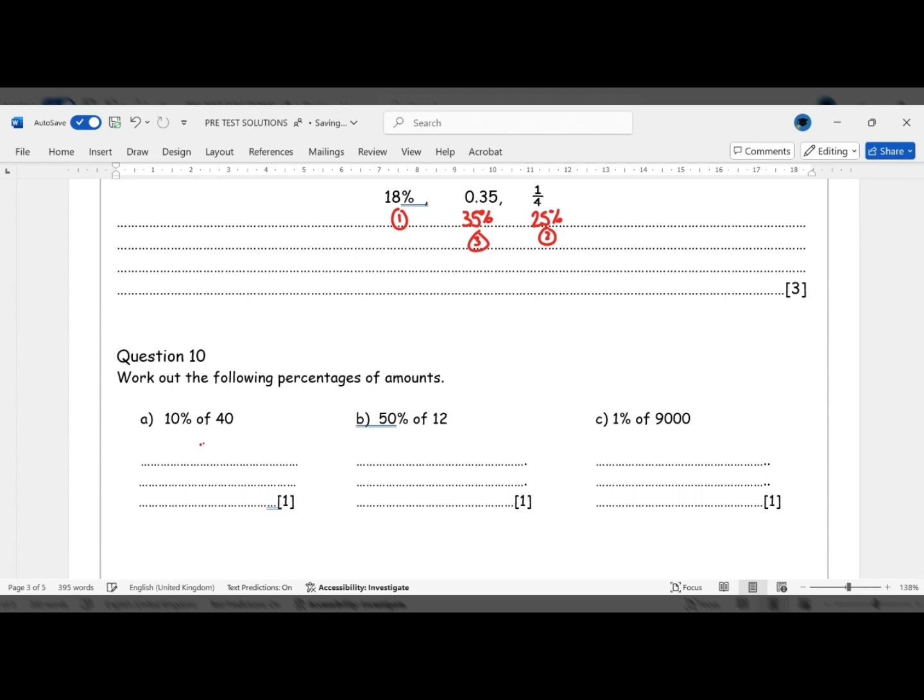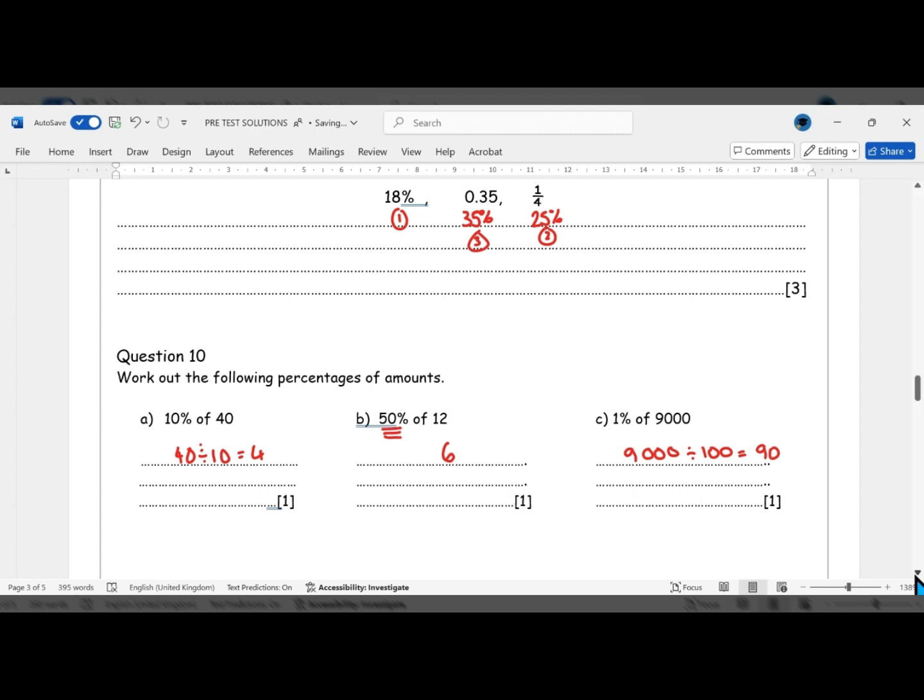10%. 10% is divided by 10. Whereas here, 1% is divided by 100. Okay, so 10% divided by 10, 1% divided by 100. 50%, we already know, we've seen above, the 50% is the same as a half, or 0.5. So that's another way of saying half of 12. So it is 6. So we'd be dividing by 2 for that one.